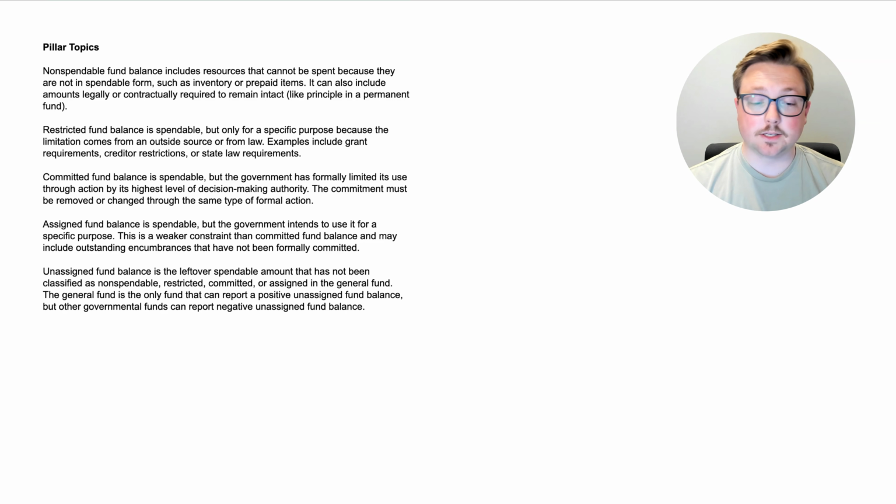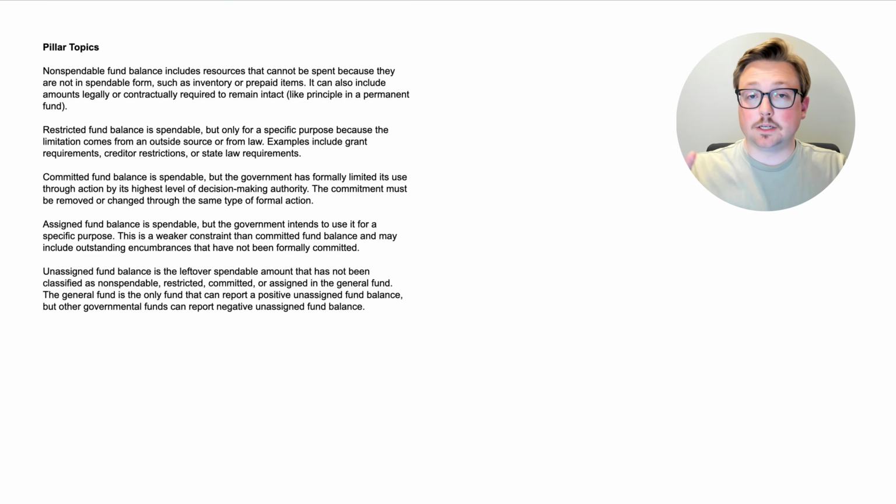And finally, there is unassigned fund balance, which is the leftover spendable amount that has not been classified as non-spendable, restricted, committed, or assigned in the general fund. The general fund is the only fund that can report a positive unassigned fund balance, but other governmental funds can report negative unassigned fund balance. And we talked a little bit about that.